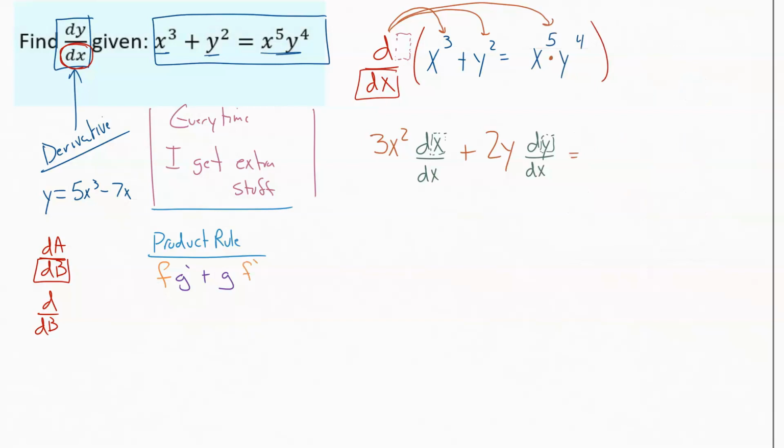I label one of my chunks the f piece and the other chunk the g piece. Then I use those chunks to fill in my product rule. So g prime is when I'm taking the derivative of g, and f prime is when I'm taking the derivative of f. It's only in those two moments that you're taking a derivative and you get your extra stuff.